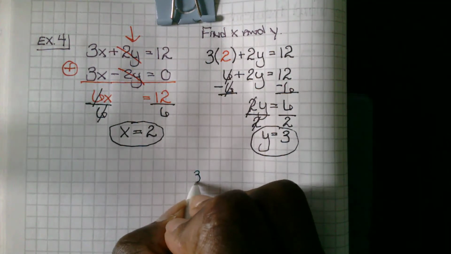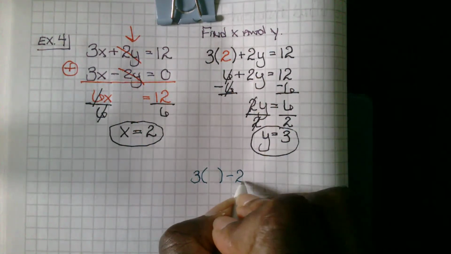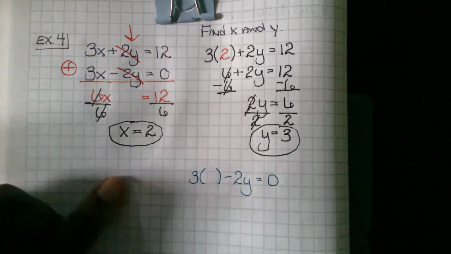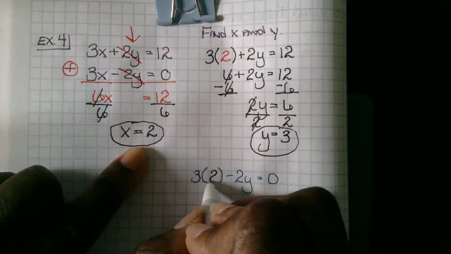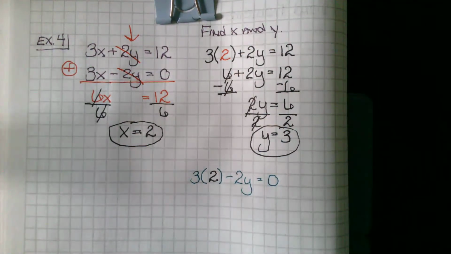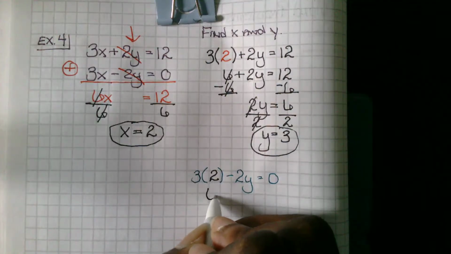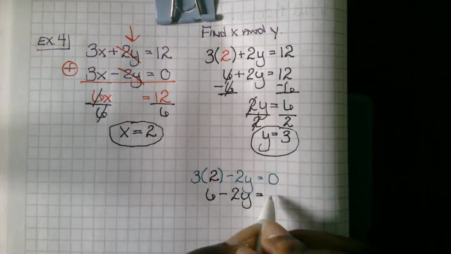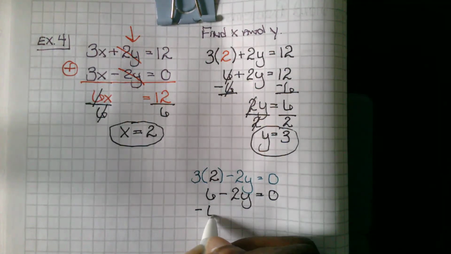So we have our 3. We're going to put our x in. 3x minus 2y is equal to 0. So remember what our x was? Our x is 2. So I'm substituting the 2 in for the x. So we still have 3 times 2, which gives me 6, minus the 2y is equal to 0. I'm going to subtract the 6.